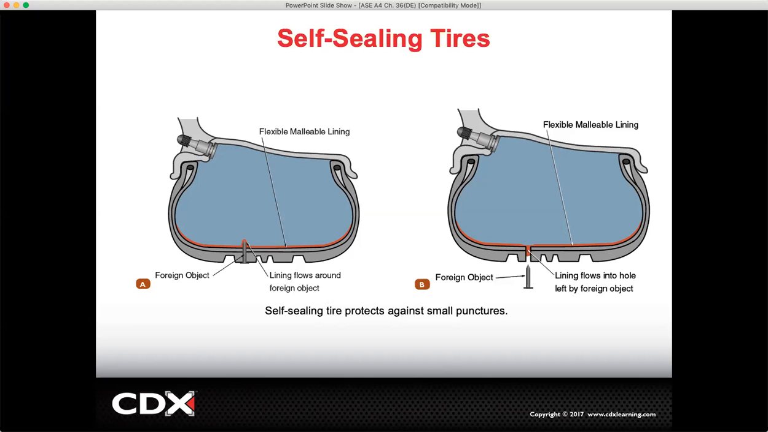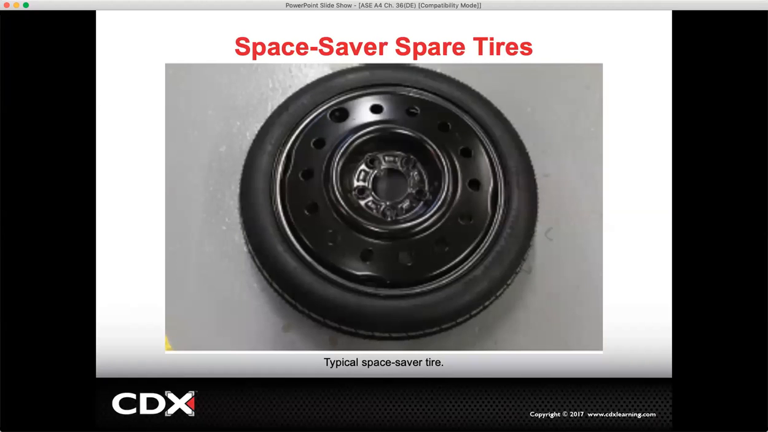Still requires a TPMS to detect any low pressure conditions. In 2008 or newer vehicles, that's when they started mandating that. And then we have our Space Saver spare tire. This is designed for emergency use only, designed to get the driver to a service center to have the regular tire fixed or purchase a new one. It normally requires a specially charged canister for inflation when being installed.